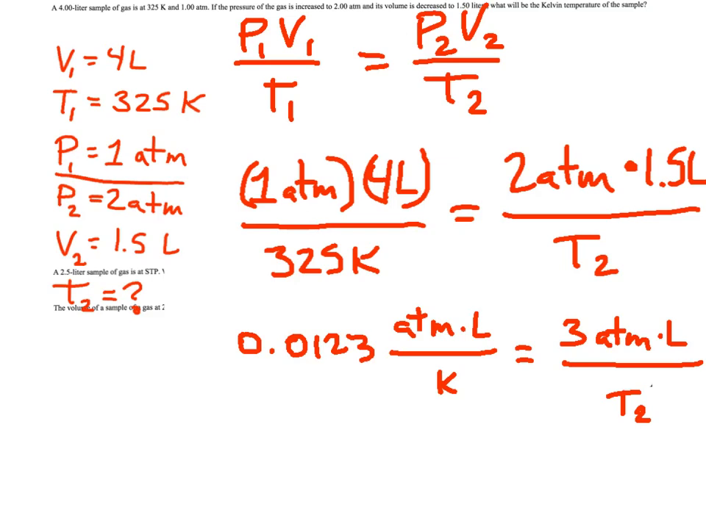Okay, let's algebraically rearrange to get T2 by itself. Remember, in algebra you want to get your unknown by itself, and that helps you solve for it.